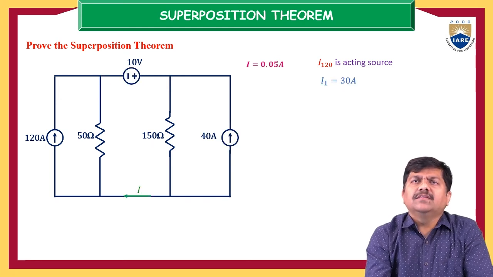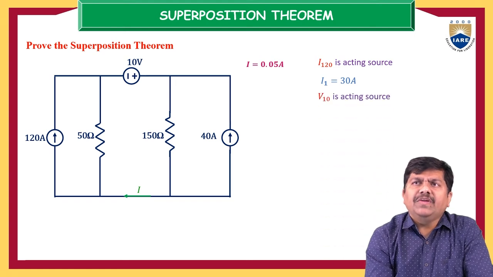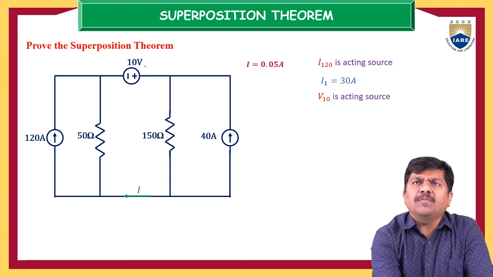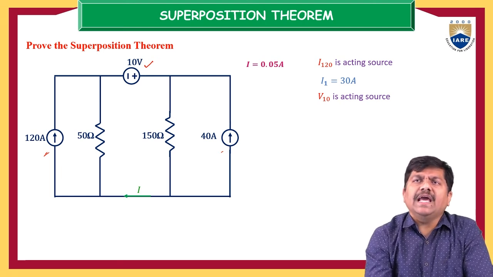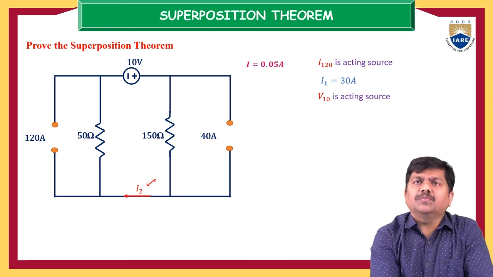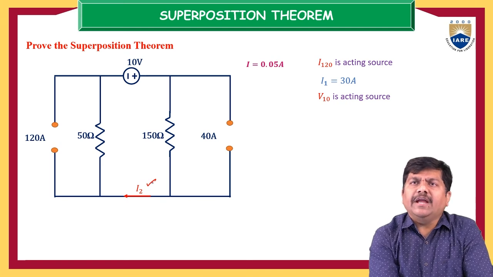So the second one is, now this is the actual circuit here. V10 is the one I am going to make active. That is nothing but this voltage source I am going to make active. So this source and this source are inactive in nature. We have to make the two current sources inactive by replacing these sources with open circuited terminals. So these are the open circuited ones, and the current here is I2. So we have to find out the current I2.